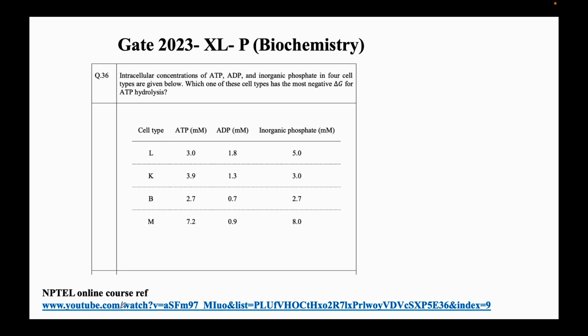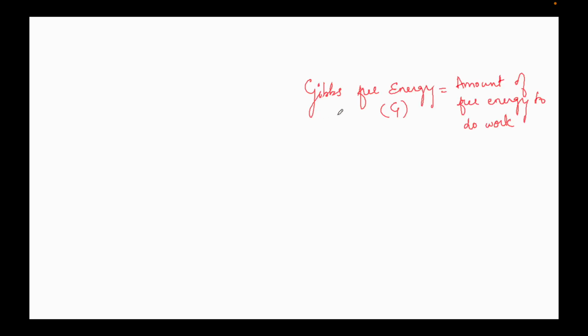And this is the NPTEL online course reference in which they have explained Gibbs free energy, entropy and bioenergetics. So in the question they are asking among these cell types which has the most negative delta G value. So what is Gibbs free energy? Denoted by this G, it is the amount of free energy required to do a work.